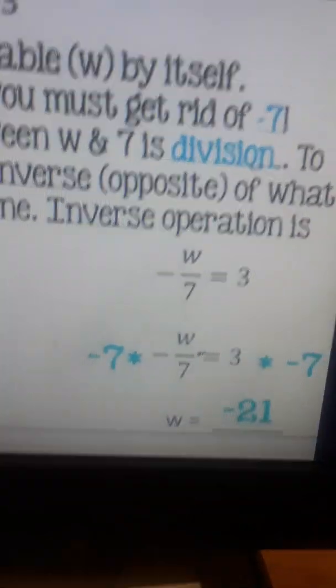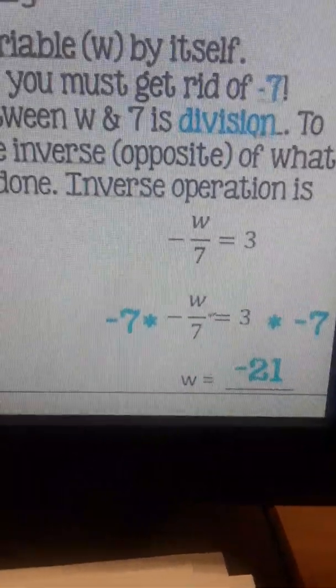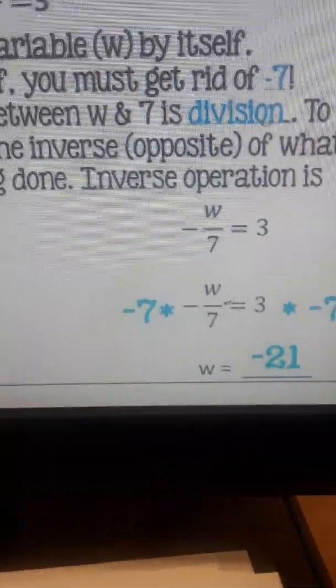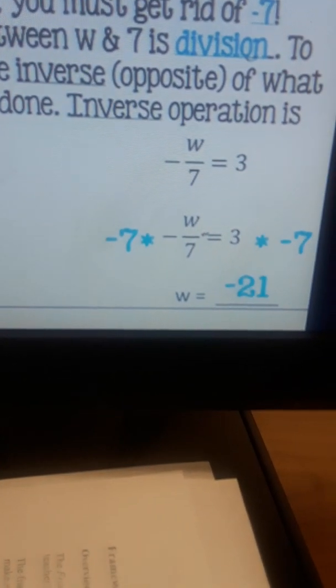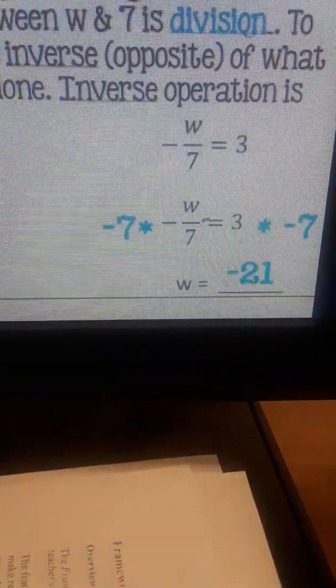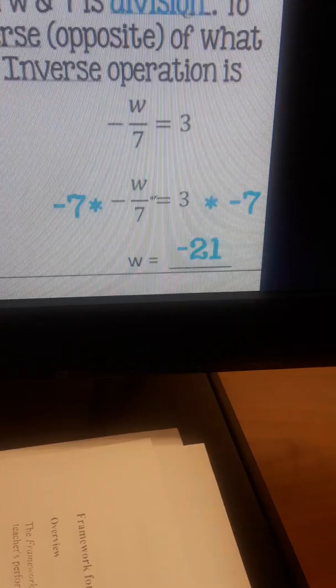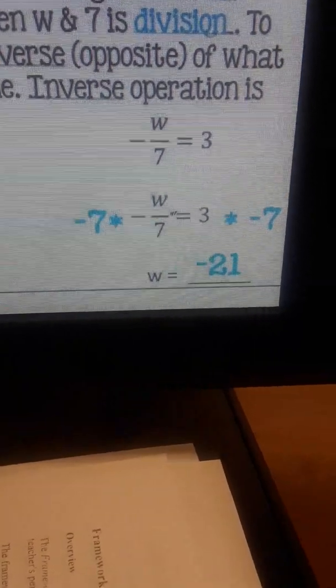Over here, we do have a negative, so I usually just multiply by whatever that number is, and if it's a -7, I just multiply by the -7. So just multiply both sides by -7. All right, so that gives me, anything negative times negative is positive, leaves me with the w there, and it's equal to -21. All right.